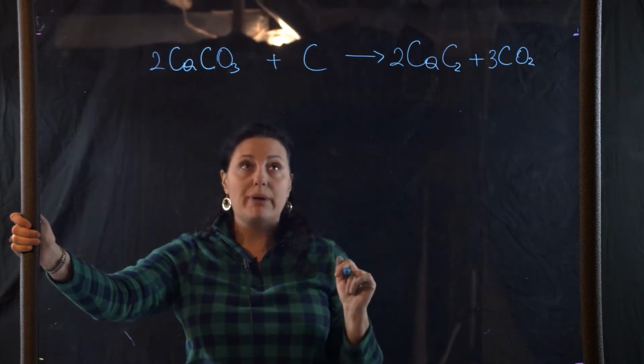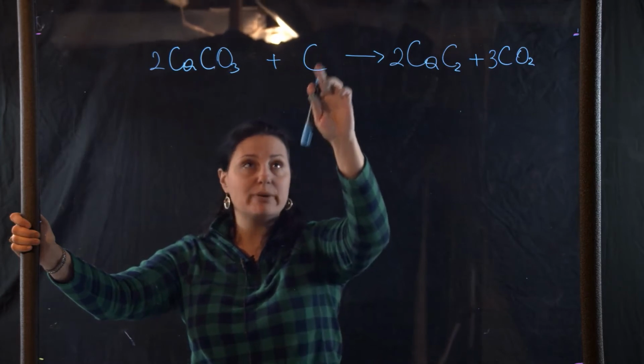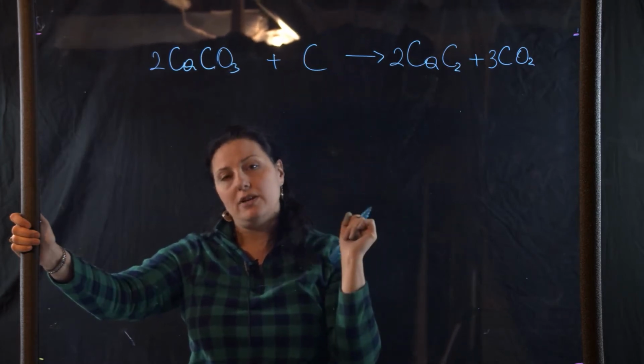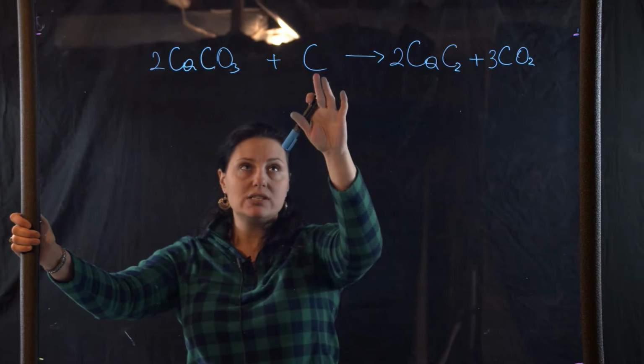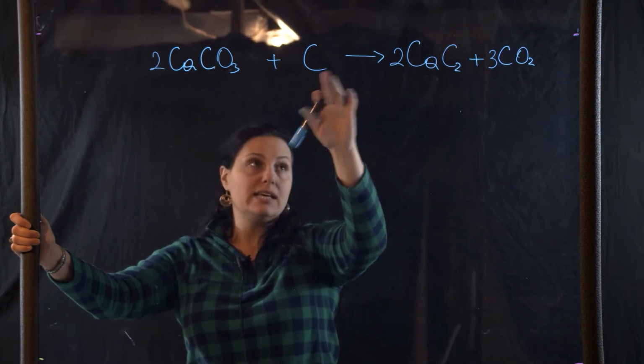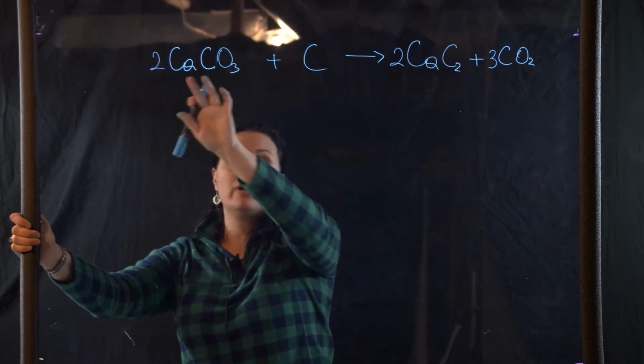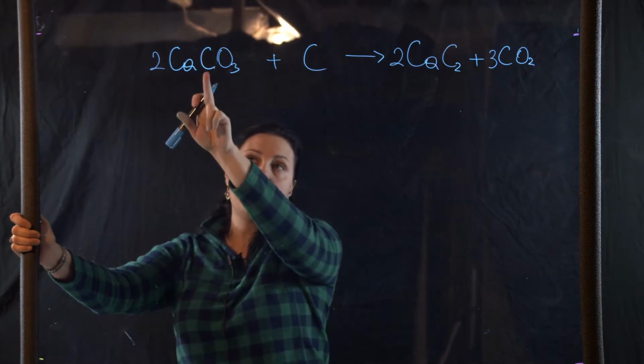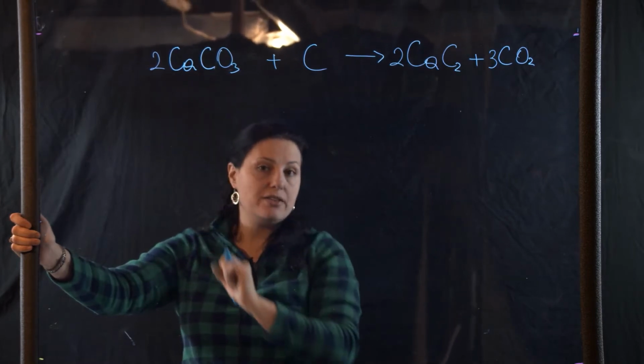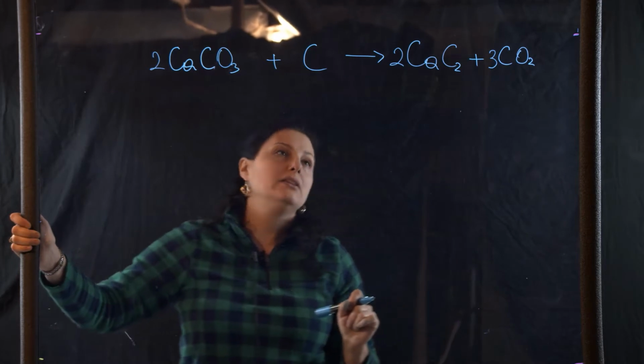Now I get to balance my carbon, and I left that last because I can put any number I want in front of this carbon. So it's much easier to balance this than it is to balance the carbon when it's in a compound like this, because if I change the carbon, I also change the other 2 elements as well.